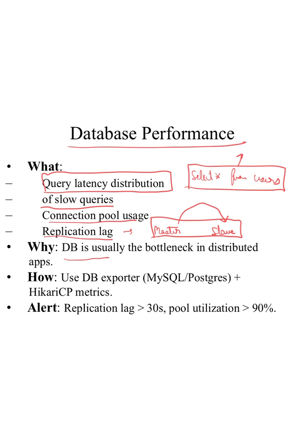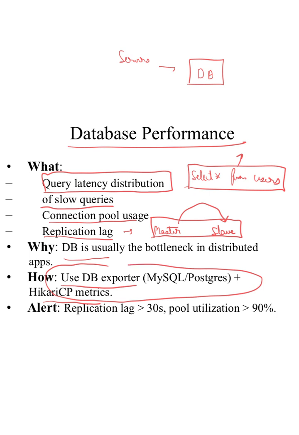Usually the case is you have multiple servers, but many teams only keep one DB server. In that case, DB becomes a choke point. How you should measure it: use DB exporter or Hikari CP metrics. Please note that how it should be measured is a decision taken by architects and database administrators. In case of other metrics, your AWS team or DevOps team can also come in the picture to provide right metrics.